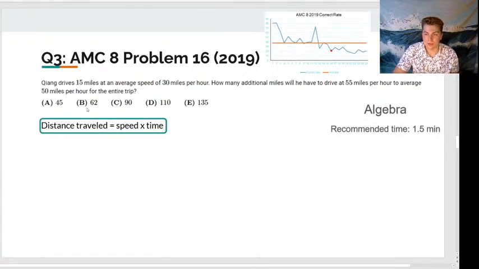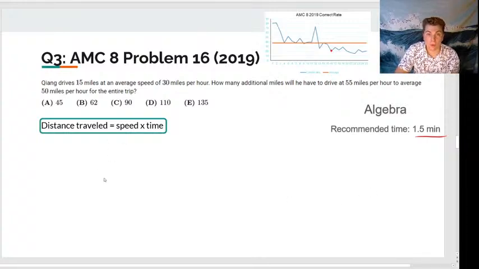All right, moving right along, we have question 16 from the 2019 exam. Now this is the first one in that final 10 threshold we defined earlier, where the average correct rate drops significantly below the average for the whole exam. So this one comes in at about 20% correct rate. So definitely a more difficult question on the exam. And again, this is an algebra problem, which is, as I mentioned earlier, the most common type of problem on the exam from year to year. And our recommended time is 1.5 minutes for this question.